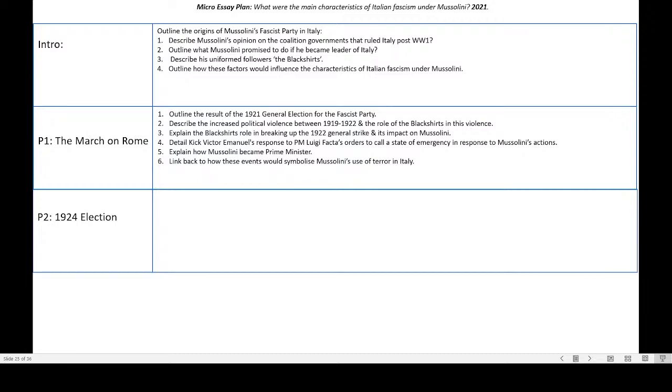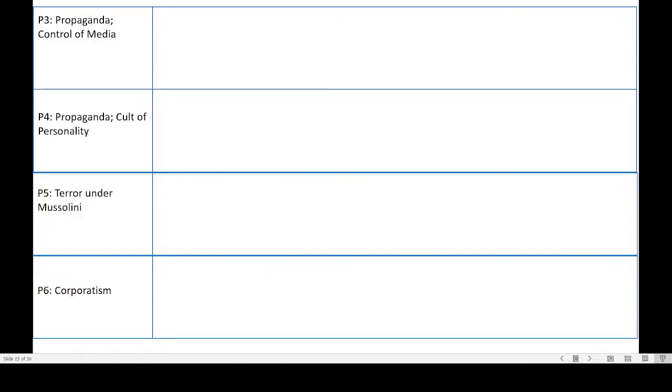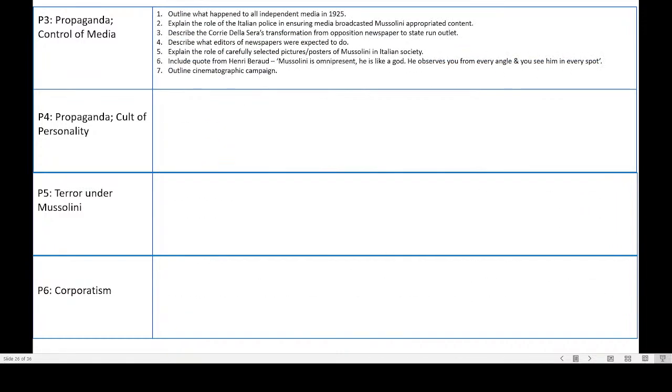It becomes extremely easy. So let's look at the 1924 election. I'll skip past this one. We look at propaganda, the control of media. So we'll look at how I've broken that down. So I've given 7 different things, but I actually haven't talked about the cinema campaign, so we can get rid of that one there. So firstly, we had to outline what happened to all independent media in 1925.